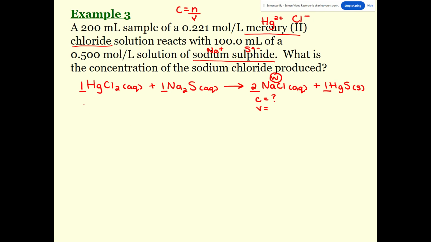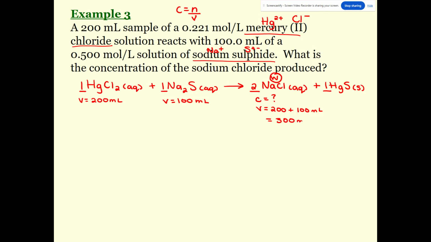Now, here's the thing. I have a volume of 200 milliliters of the mercury 2 chloride and a volume of 100 milliliters of my sodium sulfide. Remember, what those volumes mean is the amount of solvent or water. Okay, you have a certain amount of those particles dissolved in that amount of water. When I mix those two solutions together, because that's what I'm doing, I'm now going to have a total volume of solvent of 300 milliliters.